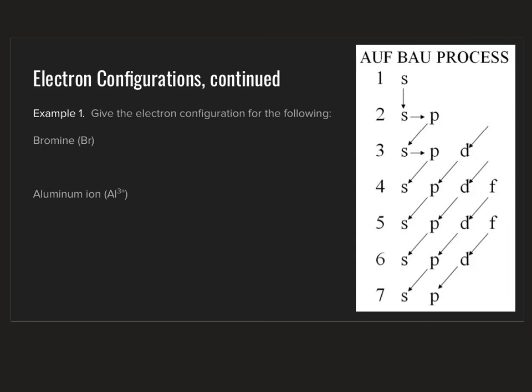The first, if you have a look to the right there, is to use the Aufbau diagram, which we provided you last year as a tool to use on your tests. Unfortunately for you, you will not get this Aufbau diagram, obviously, on the AP test, but let's just use it as a review anyways. We need to count up 35 electrons using this Aufbau process.